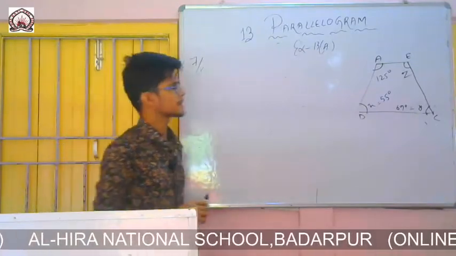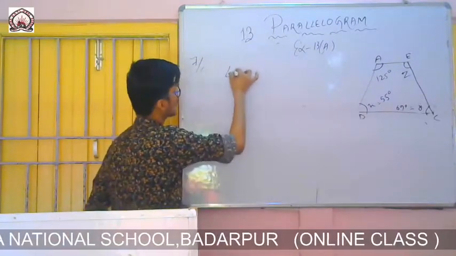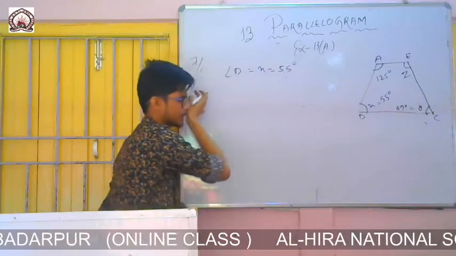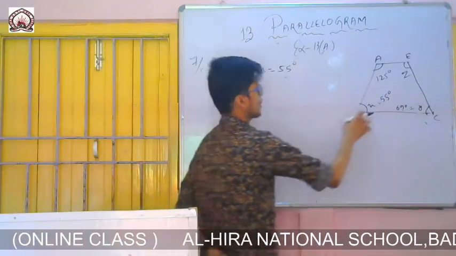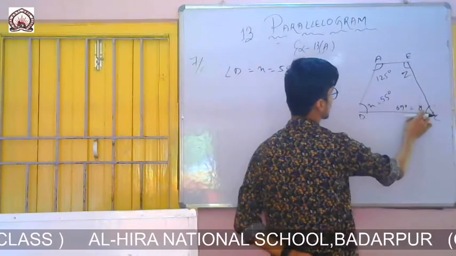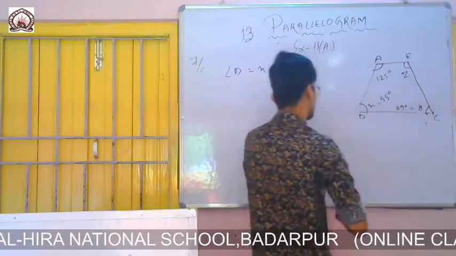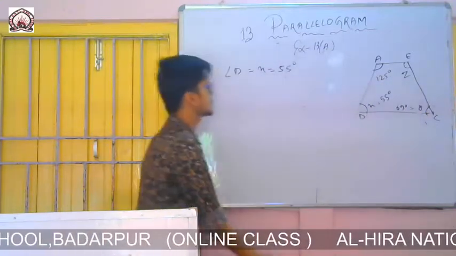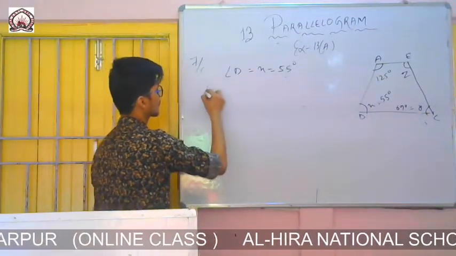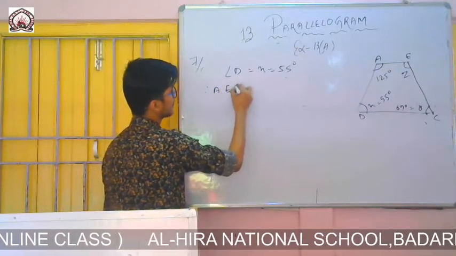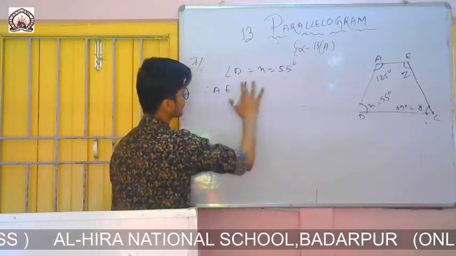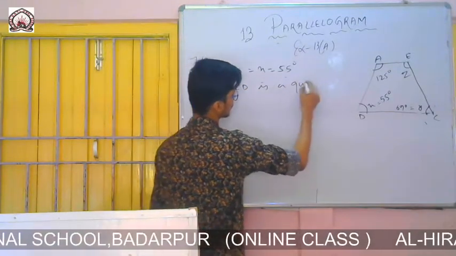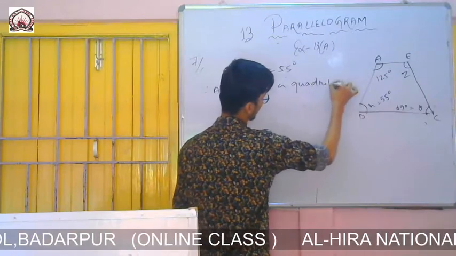Now you see, one thing left. You write angle D equals x equals 55 degrees. So we got the value of D, y we got earlier, and A was given. So the question is to find z. That means these four angles will be equal to 360 degrees, since AECD is a quadrilateral.